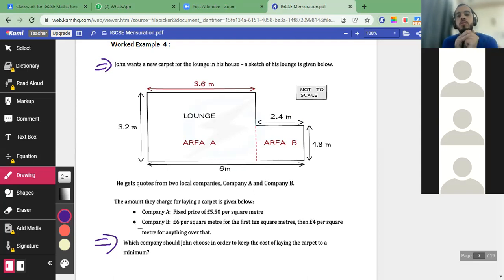Exactly. So, okay, I will give you a chance to try. 5 minutes, try to tell me which offer is better, the offer of Company A or Company B. Yalla, take 5 minutes, try to do it.